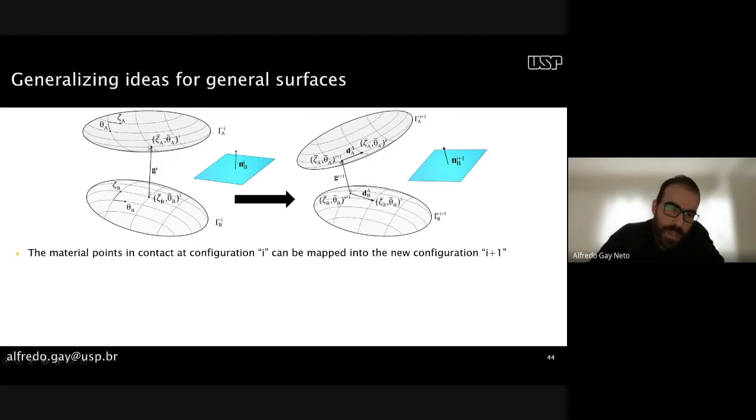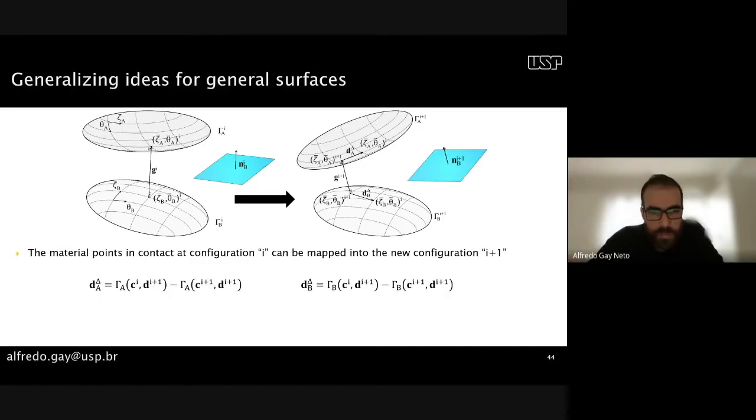You can find these points in the next configuration, where we used to have contact in the previous one, and the new ones as well. And the distance between these points gathers the information of the sliding that could have happened between them. Based on that, we define these quantities and define the tangential gap quantity like this.